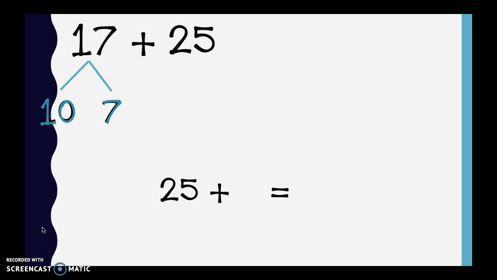Okay, now we're going to add in one of the parts. Let's go ahead and add the 10 in first. So in that first blank, go ahead and write plus 10. That's the first part of 17 that we're going to be using. 25 plus 10, I can't think of that. Can you? Ooh, maybe you thought of it. Good. Otherwise, let's go ahead and draw a quick picture.